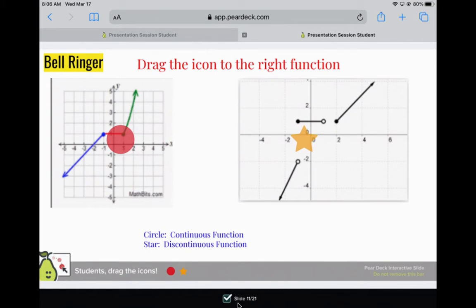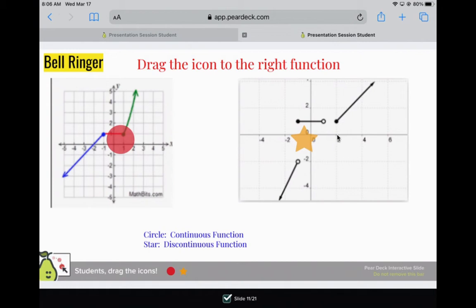For today, we're going to continue to take a look at the graph and review a little bit. But we're not looking at the graph today. We're going to use algebra to decide if the function is continuous or not continuous.